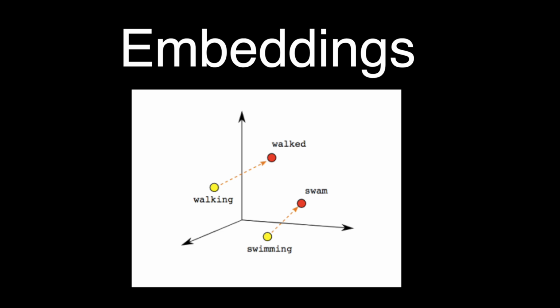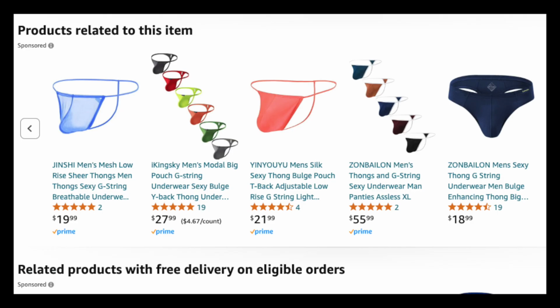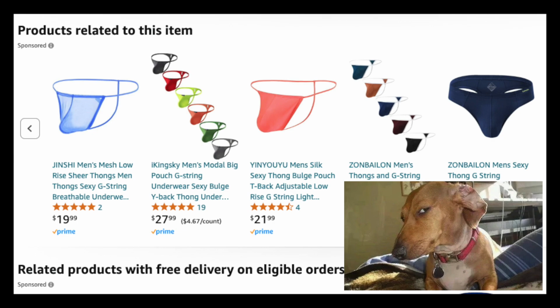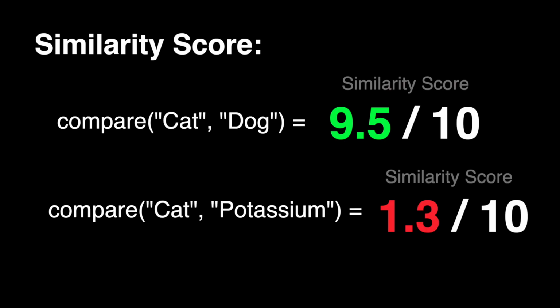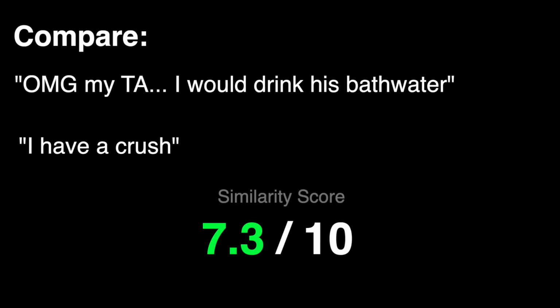Embeddings are used in things like Amazon product recommendations. You know, when you're in checkout and they're like, well, check out these other ones too. Another example is the brain rot TikToks you get on your For You page. That's also using embeddings. Embeddings give us a way to rank the similarity of different words in different sentences. For example, saying, "Oh my God, my TA, I would drink his bathwater," is very similar to "I have a crush." It'll give this score.